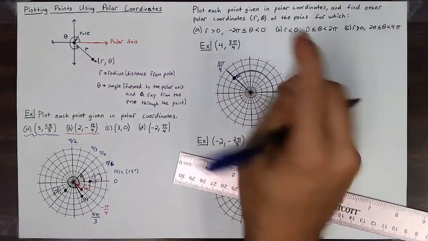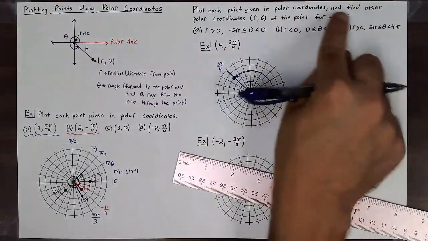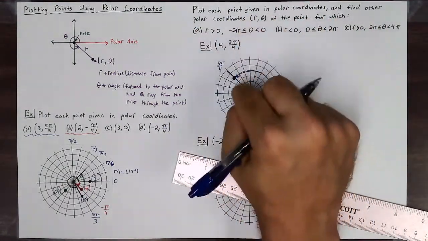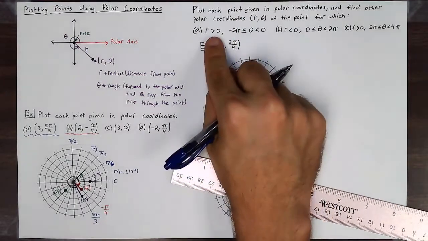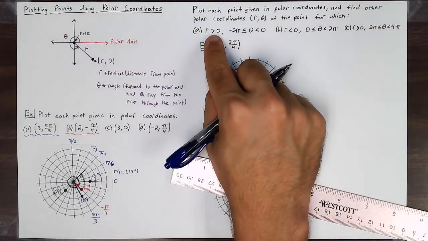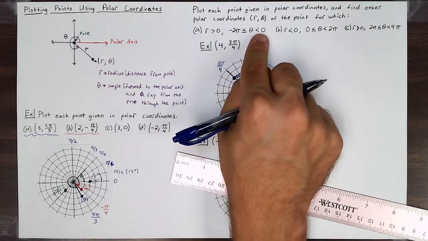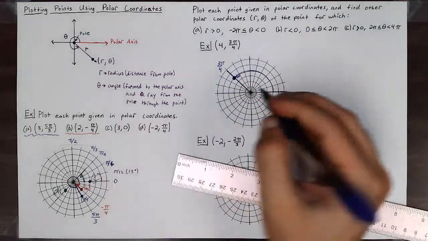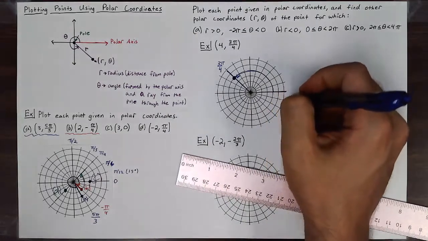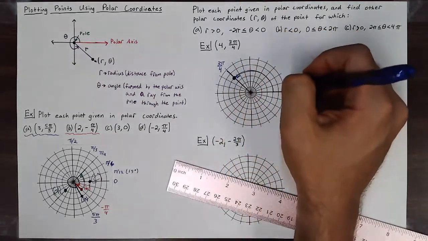Now, I want to find other polar coordinates of this point for which the radius is greater than 0. So 4, sorry, I have that. But the angle is between negative pi over 2 and 0. So I'm using a negative rotation. So negative pi over 2 would be the clockwise rotation all the way back to the origin.